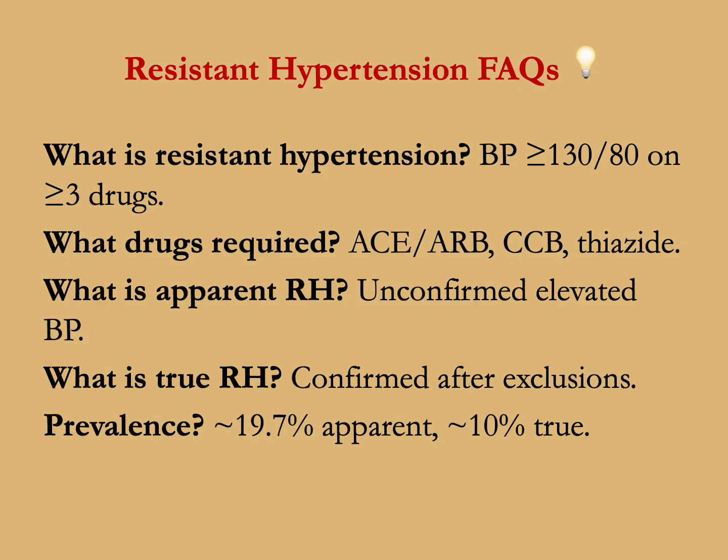What is resistant hypertension? It's a blood pressure equal to or greater than 130/80 on 3 or more drugs. What drugs are required? An ACE or an ARB, calcium channel blocker, and thiazides. What is apparent resistant hypertension? This is unconfirmed elevated blood pressure. What is true resistant hypertension? Confirmed after exclusions. Prevalence 19.7% for apparent and around 10% for true, both double digits.